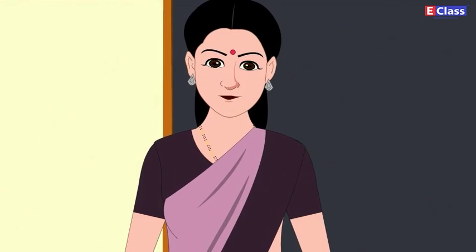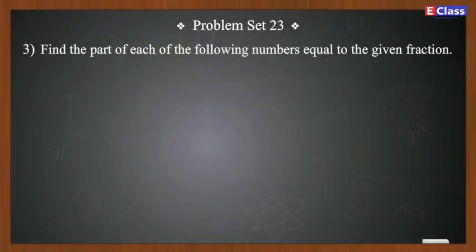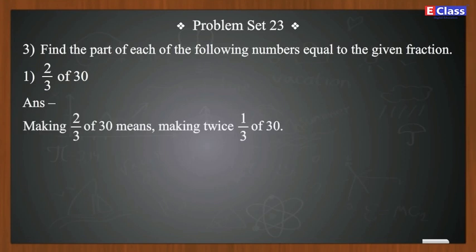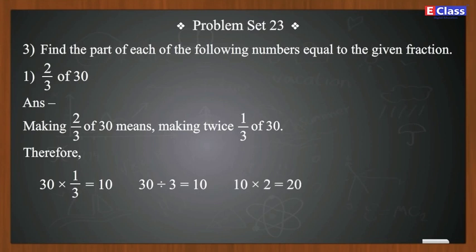Dear students, now we will solve the third problem of problem set 23. 3. Find the part of each of the following numbers equal to the given fraction. 1. 2 upon 3 of 30. Answer. Finding 2 upon 3 of 30 means finding twice 1 upon 3 of 30. Therefore, 30 multiplied by 1 upon 3 is equal to 10. 30 divided by 3 is equal to 10. 10 multiplied by 2 is equal to 20. Therefore, 2 upon 3 of 30 means 20.